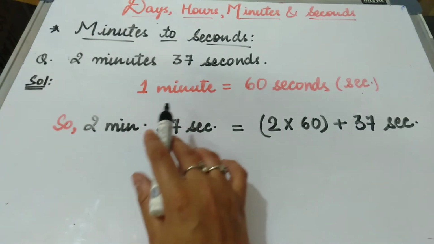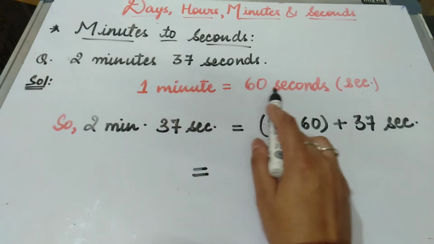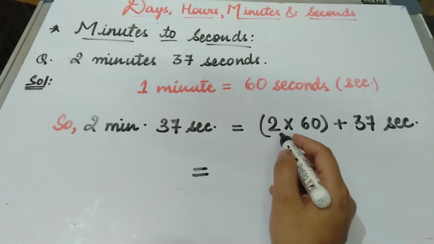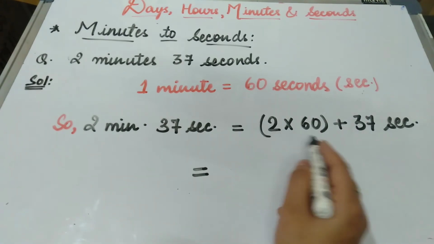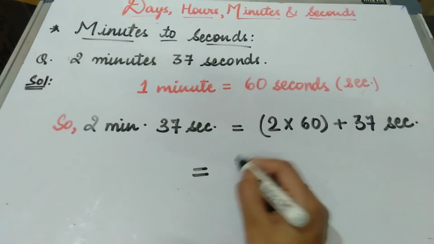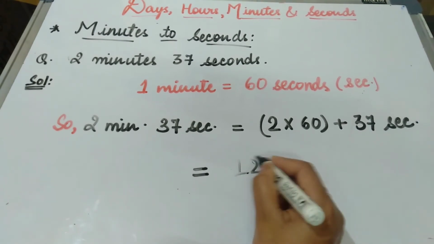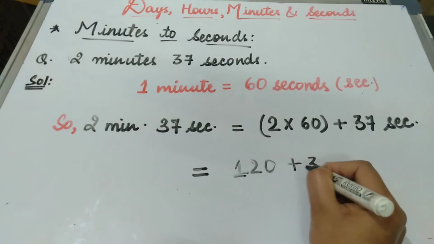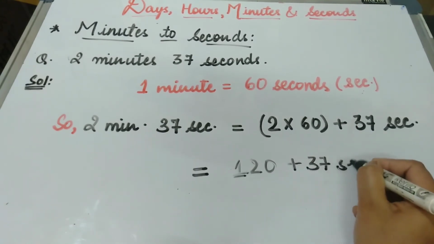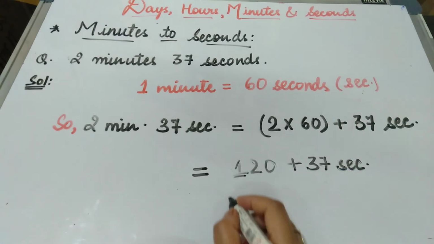Okay, so here we have to convert 2 minutes 37 seconds. So we know that 1 minute equals 60 seconds. So 2 multiplied by 60, as 2 minutes we have to convert. So 2 into 60 is how much? It is 120. Okay, so 120 plus 37 seconds are more given over here, so we will add them. Seconds can be written as SEC.